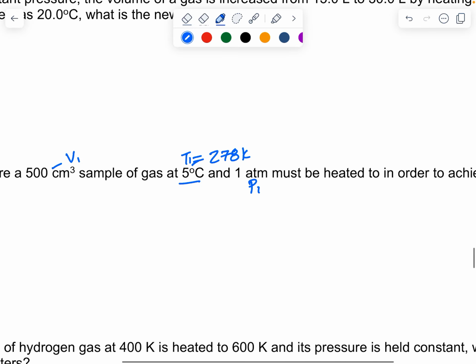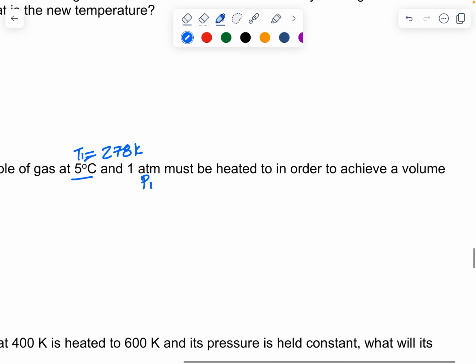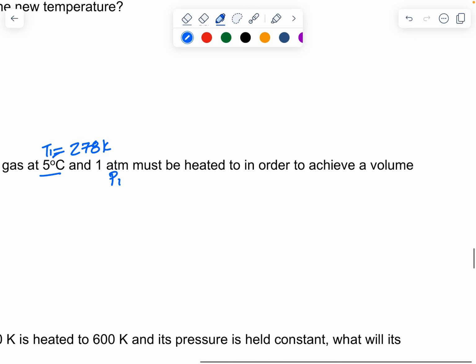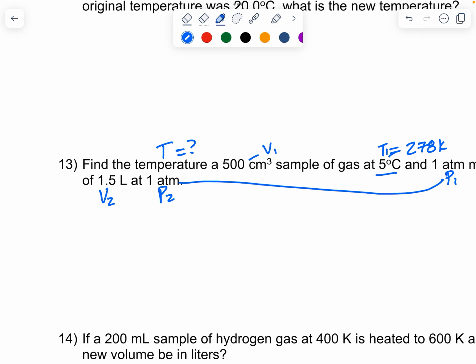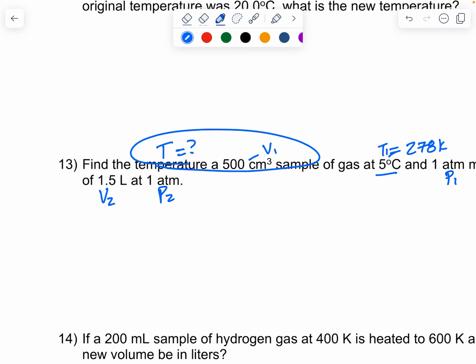Okay, so we're dealing with a volume, a temperature, and a pressure. Don't freak out yet because you're going to see something that's true here in a second. So we know that temperature must be heated, so we're going to increase temperature in order to achieve a volume 2. Volume 2 is 1.5 liters at 1 atm. And what you should notice, if that's the second pressure, is these two pressures are the same. And so we can ignore pressure as a variable. Pressure 1 and pressure 2 are both the same, so pressure is not going to change at all. So now we're just dealing with temperatures and volumes, right?